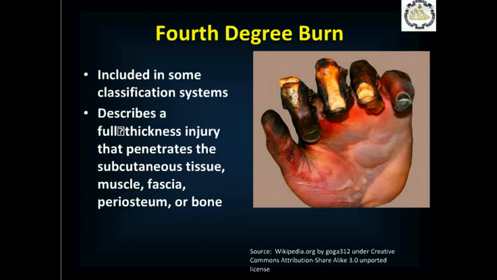So some classification systems actually include fourth-degree burns. And this is a full-thickness burn that doesn't just burn through the skin, but burns all the way down into the underlying subcutaneous tissue, or into muscle, or the muscle coverage, the fascia, or into the covering over the bone, the periosteum, or burns bone itself. And you can see from this picture, these are very extensive injuries with quite a bit of destruction.